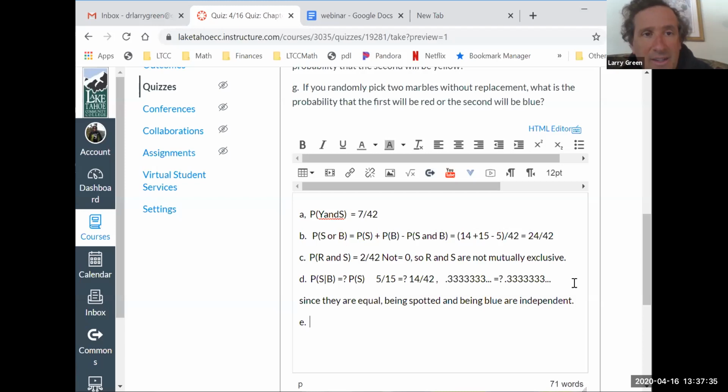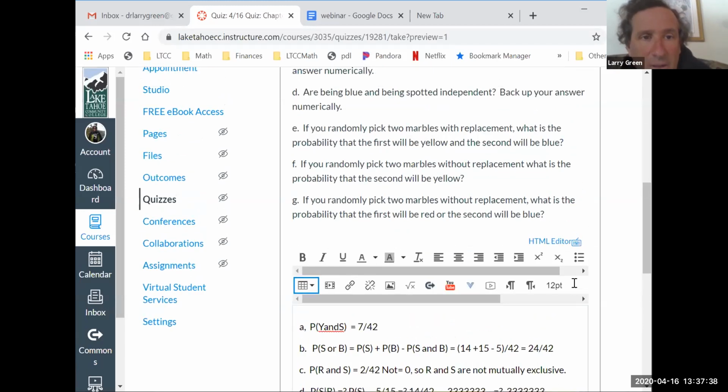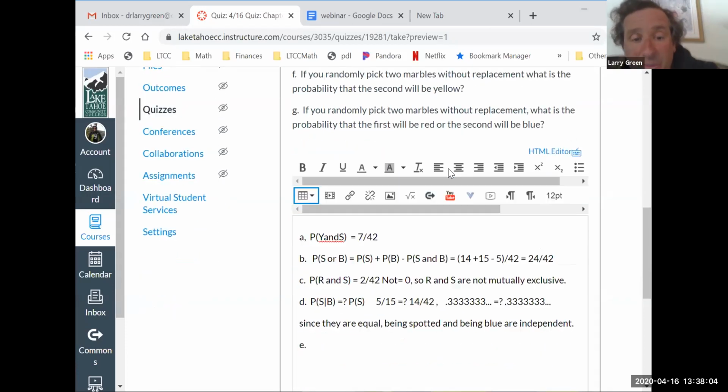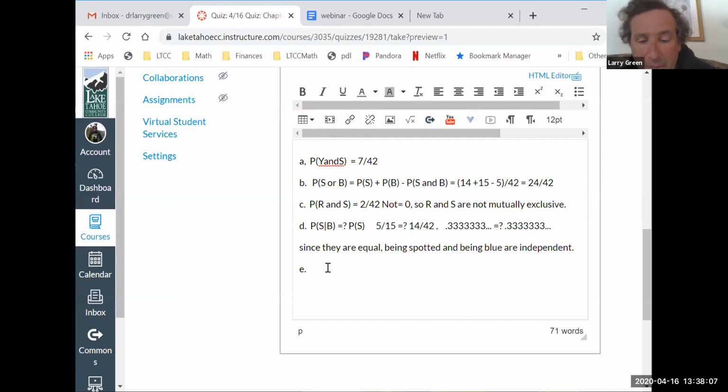Okay, let's do E. So E was if you randomly pick 2 marbles with replacement, what is the probability that the first will be yellow and the second will be blue? Is that clear? So first is yellow, second blue. Okay, and notice the key word here, and is an important word. So we want the probability of the first is yellow. I'll just use Y1 for yellow first. And the second is blue, B2.